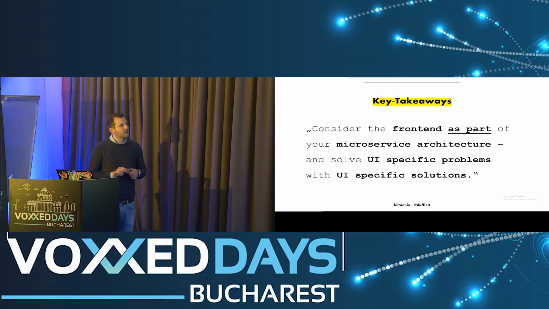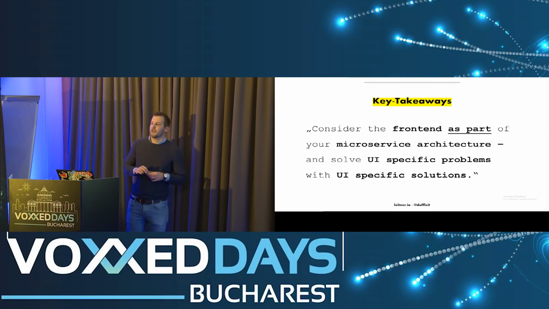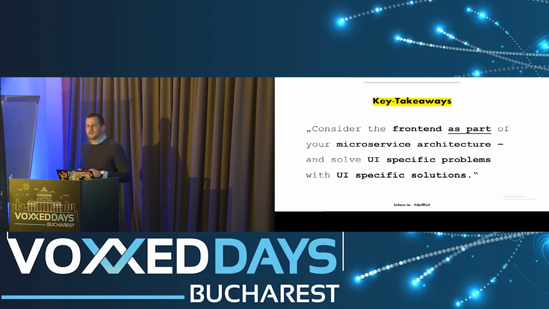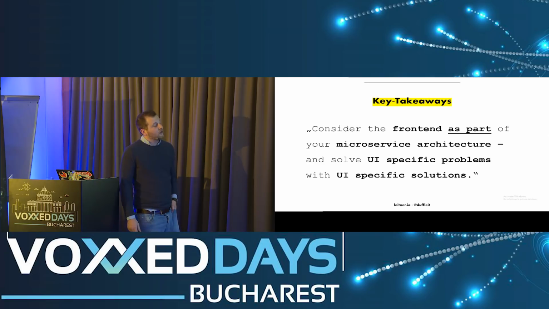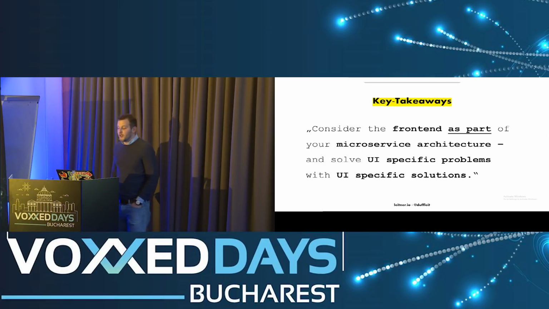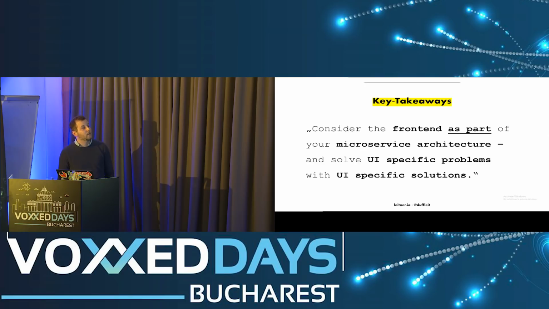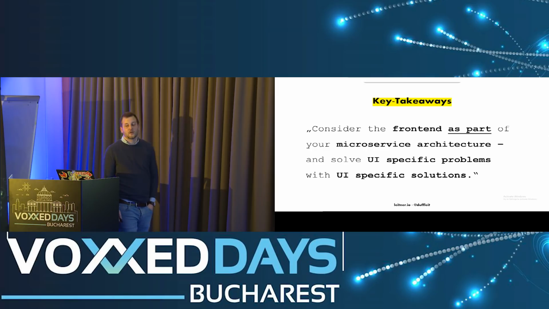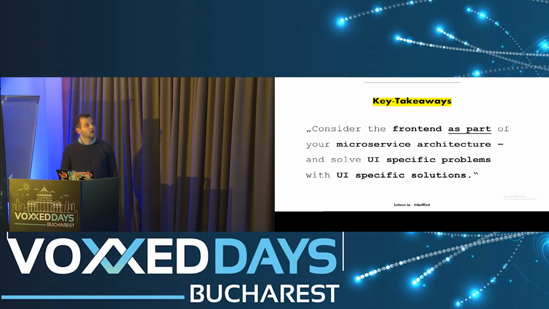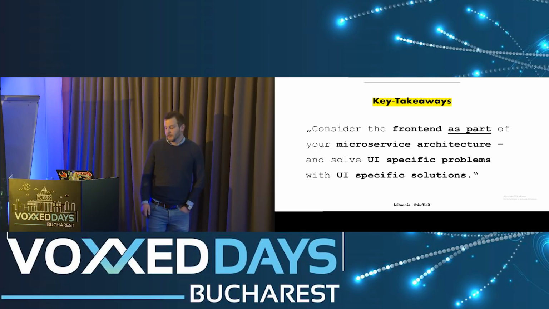Really consider the front end as a critical part of your microservice architecture, right? It's useless to build the best scalable microservice architectures if you don't have front ends which support you in doing this, right? If the front end is your bottleneck, you don't have any chance to deliver a good service to your customers, right? So the UI is really a critical part of your microservice architecture, and you should solve UI-specific problems with UI-specific solutions, right? If you solved it like you do it in the backend, you would maybe end up with hyperlink integration everywhere, but we saw that this is not always the best solution, right?